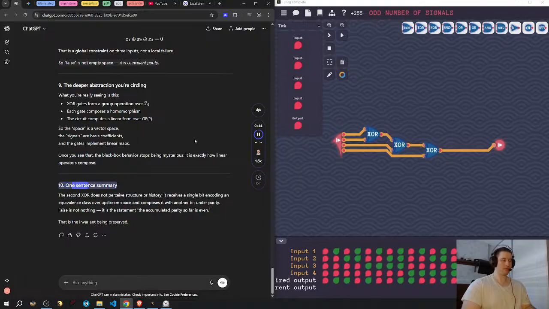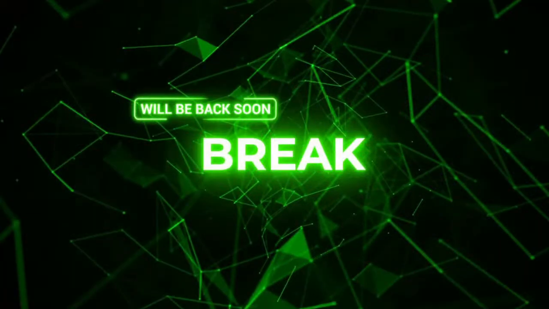10. One sentence summary. The second XOR does not perceive structure or history. It receives a single bit encoding an equivalence class over upstream space and composes it with another bit under parity. False is not nothing. It is the statement that the accumulated parity so far is even. That is the invariant being preserved.